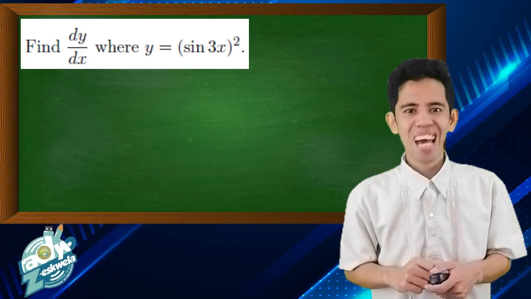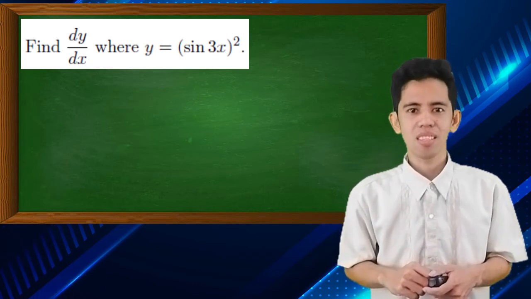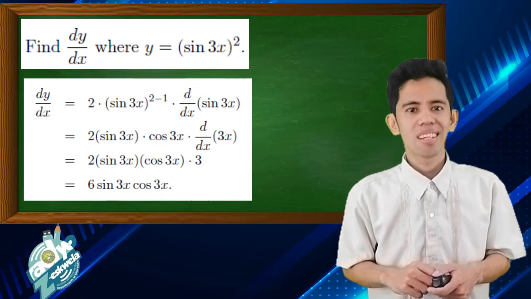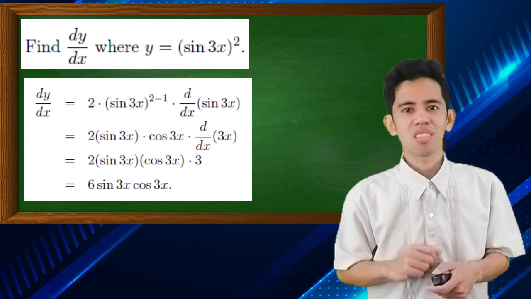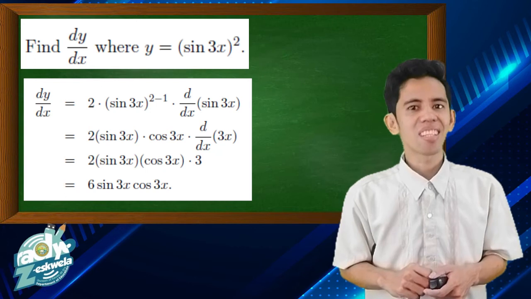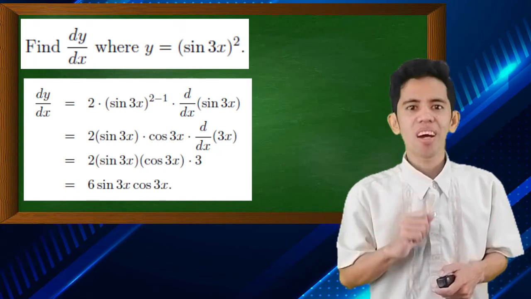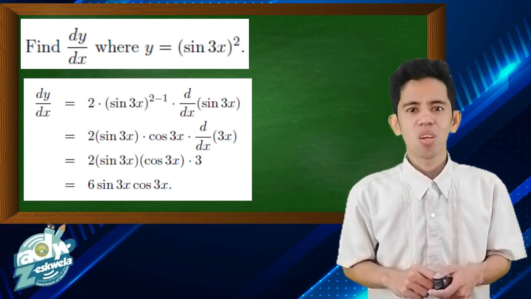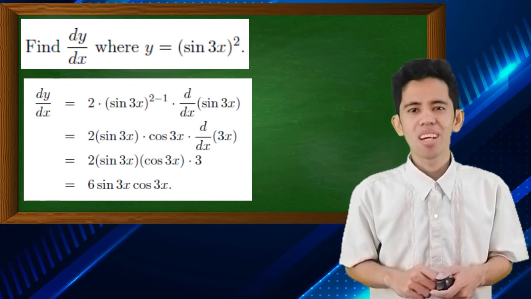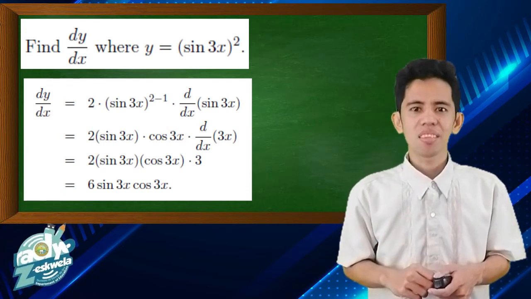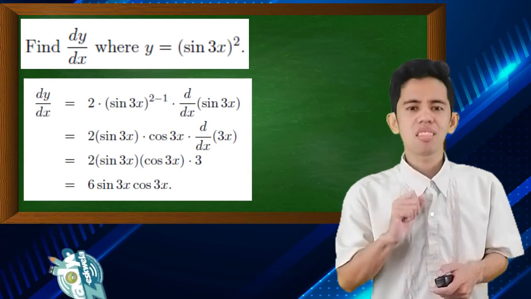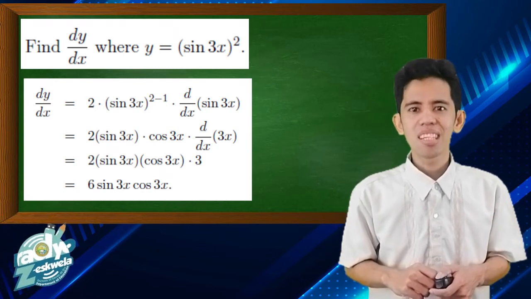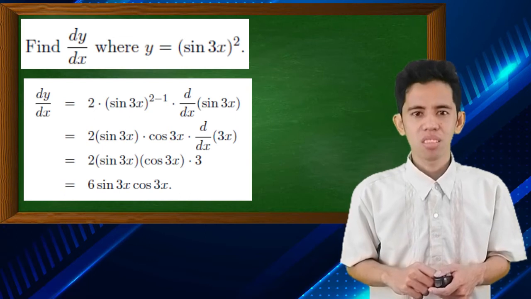Multiply both sides by d over dx. And we have dy over dx is equal to d over dx times square of quantity sine of 3x. Simplify, and 2 times quantity sine 3x to the power of 2 minus 1 times d over dx times sine 3x. This is equal to 2 sine 3x times cos 3x times d over dx of 3x.